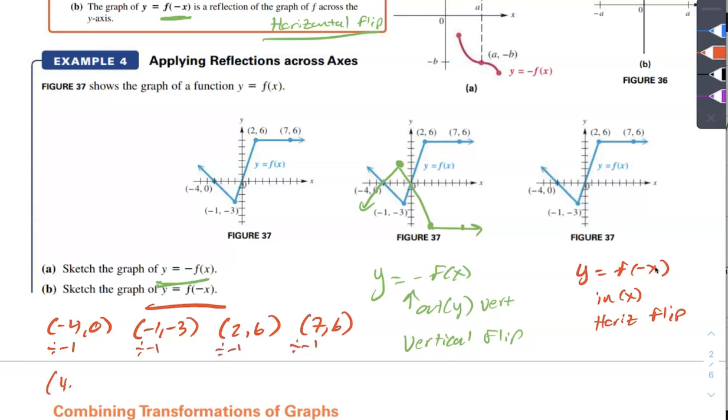I get 4, 0, 1, -3, -2, 6, -7, 6. It looks something like that. So you can kind of see it flips left and right. This one flips up and down. So that's what the negative does. It just flips it. If it's a negative on the outside, it flips the y value, so it's a vertical flip. If it's a negative on the inside, it affects the x value, so it's a horizontal flip.